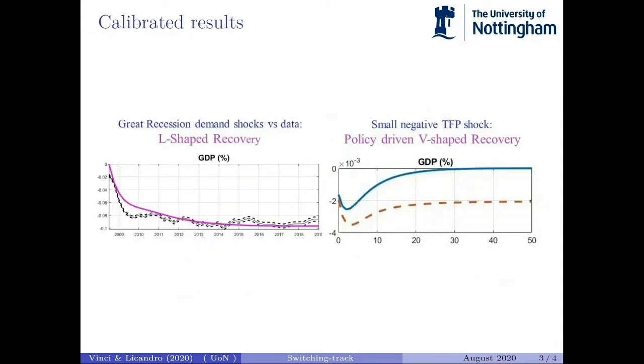And these are the results. As you can see, the model can generate an L-shaped recovery if we calibrate the Great Recession shocks, but the model can also generate a V-shaped recovery for small shocks as long as the Taylor rule targeting the output gap is in place. If you look at the blue line, the figure on the right. And here I'm showing a textbook TFP shock, but this holds for demand shocks too.